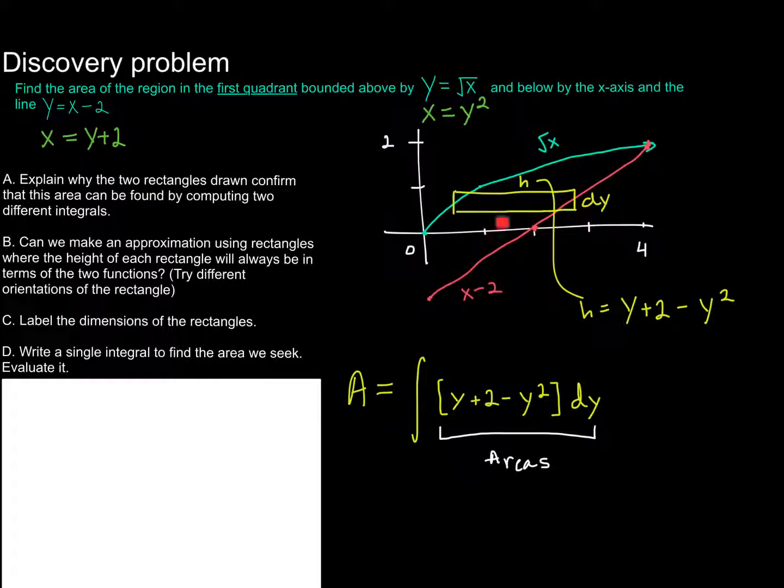Well, remember, these rectangles are dependent upon where we are along the y-axis. We're integrating with respect to y. Those are the infinitesimally small changes in y. And so we need to go on our y-axis from 0 all the way up to where they intersect, which is at the point 2. So we'll go from 0 to 2.